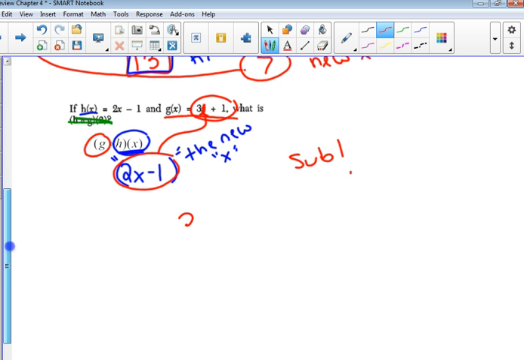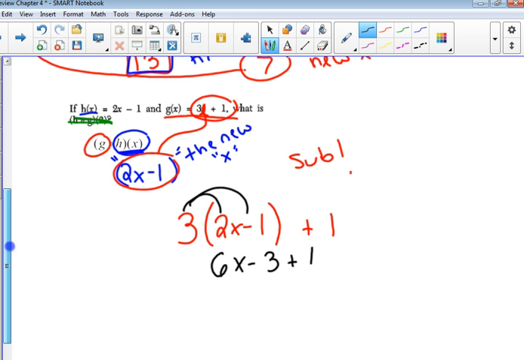So it turns into something like 3, no more x. We're going to put 2x minus 1 instead, and then plus the one that was already there. This is what we want to simplify out now. So just make sure you distribute through, 6x minus 3. We add 1 and then combine our like terms. 6x minus 2 is going to be our final answer.